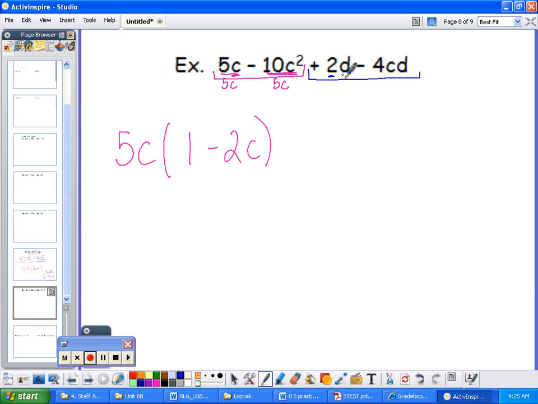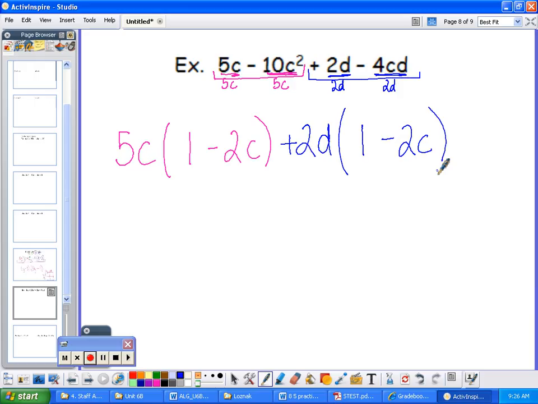Okay, let's look at the second group. I have a 2 and a 4, so what's the largest number that divides both of them? 2. So I write plus 2. How about variables? Are there any variables common in both of them? D. This one has 1d and 1d. So I'm going to pull out one set of d's. Put my parentheses after your factor. I divide by 2d. 2d divided by 2d is 1. I divide this by 2d. And when I divide 4cd divided by 2d, it leaves me minus 2c.